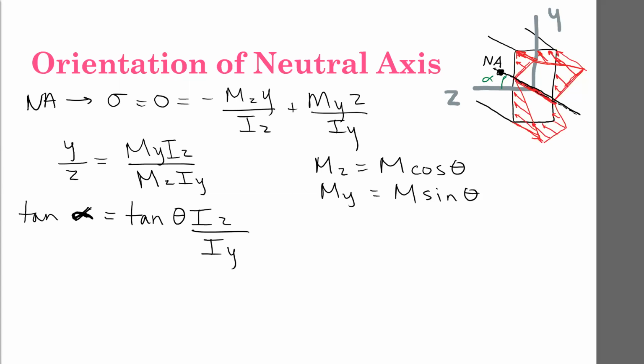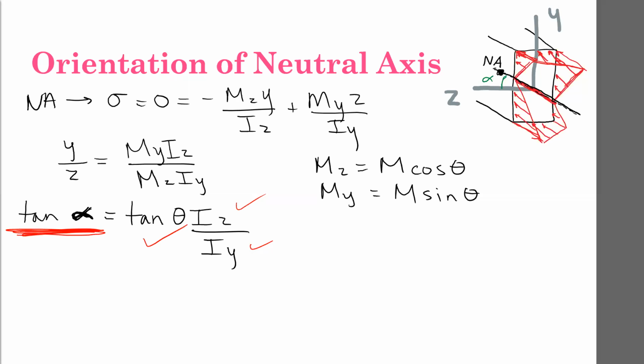So what this tells us is we can figure out the orientation of our neutral axis because we know Iz and we know Iy. If we know the cross section, then we can compute Iz and Iy. Typically, we're given the loading, so we know the orientation of that moment, so then we can calculate the orientation of that neutral surface.